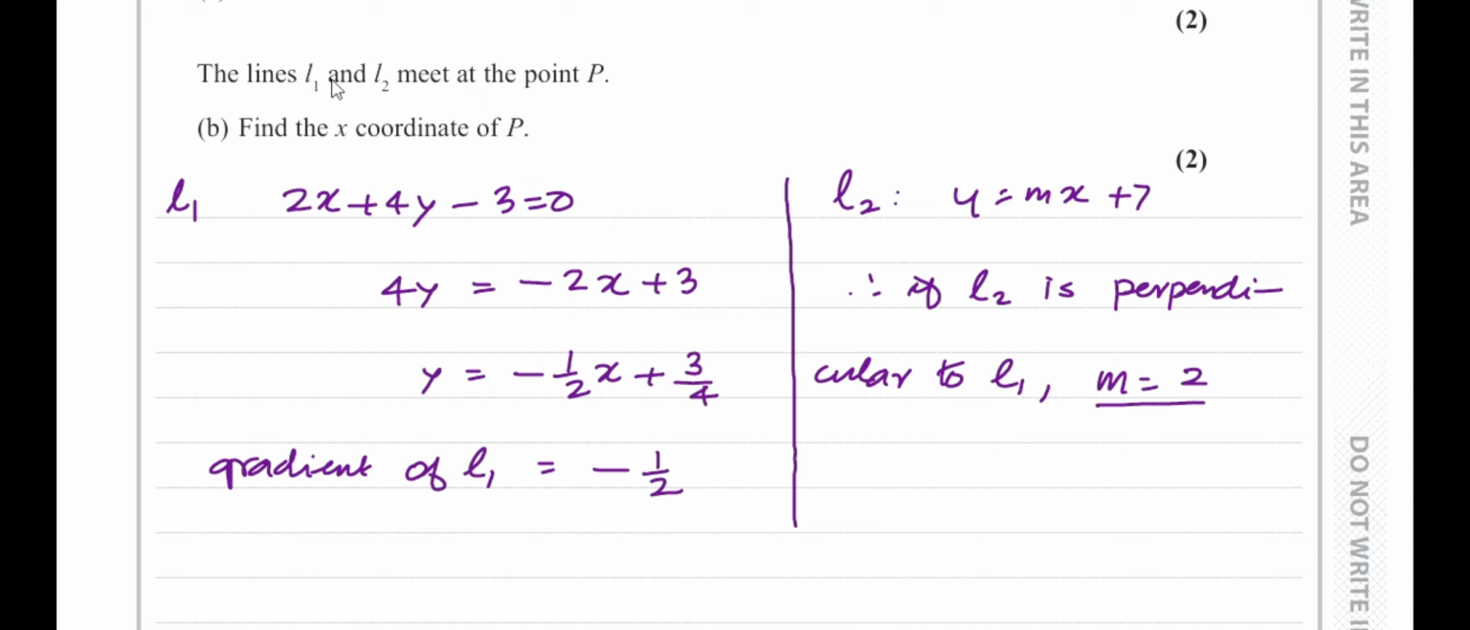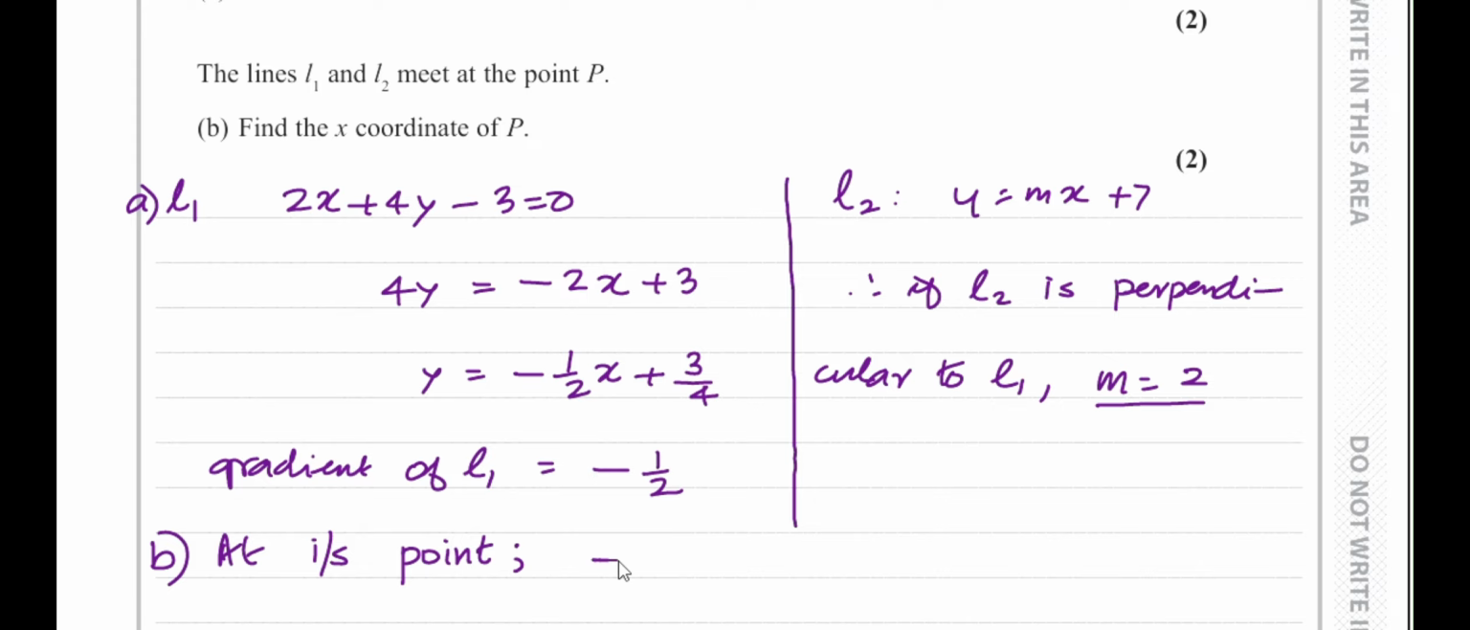Part B. The lines L1 and L2 meet at the point P. Find the x-coordinate of P. Alright, so this was part A, and we're going to do part B now. So we can write that at the intersection point, both the y values should be equal.